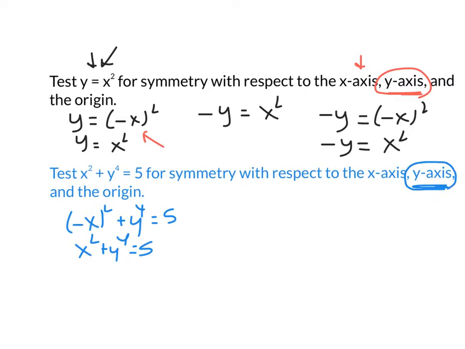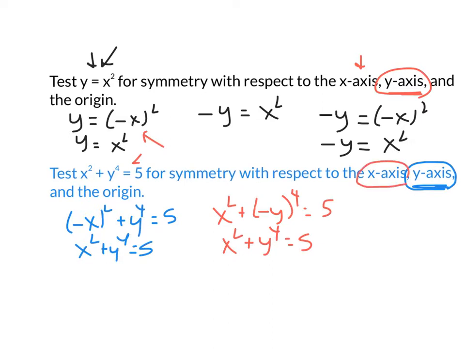Let's try the x now. So to try the x, I'm going to put a negative y in where the y is, and it's raised to the fourth power, which, because it's an even power, makes things positive, which means that's the exact same equation that I started with, so it's also symmetric to the x.